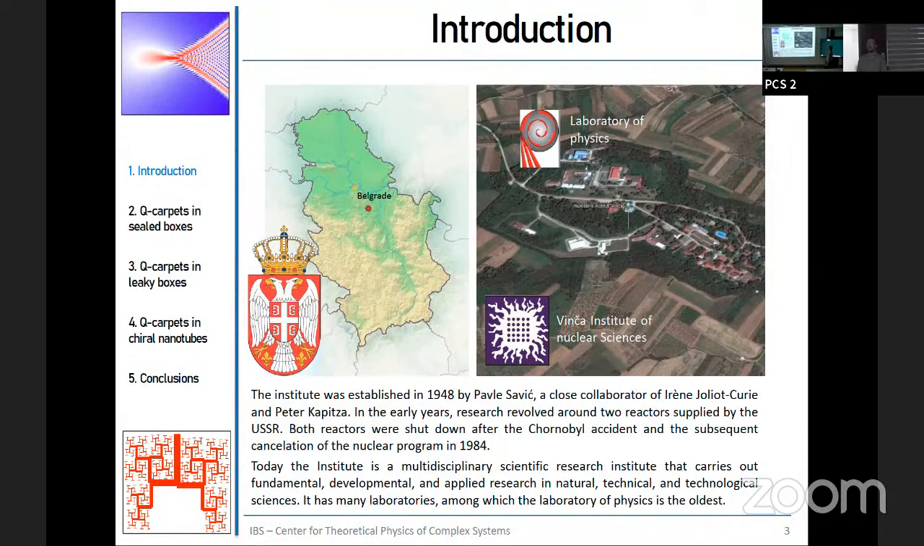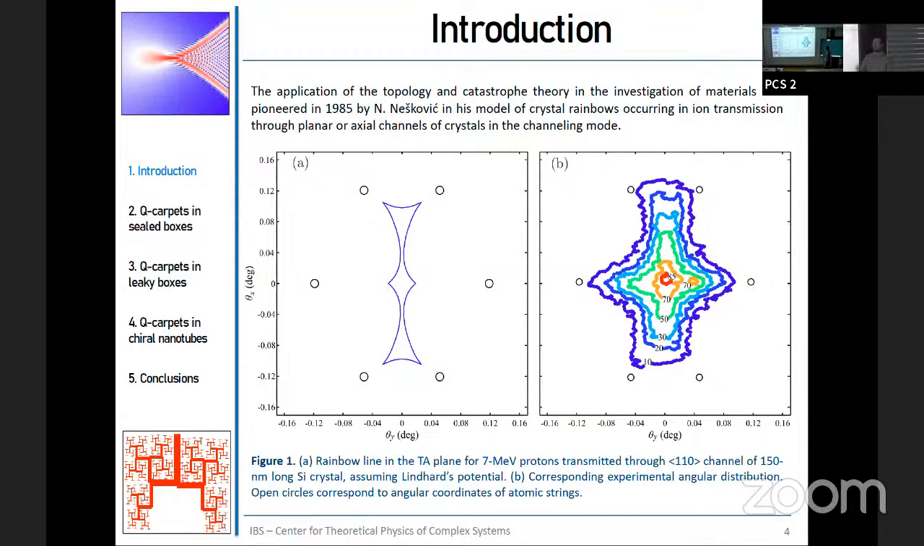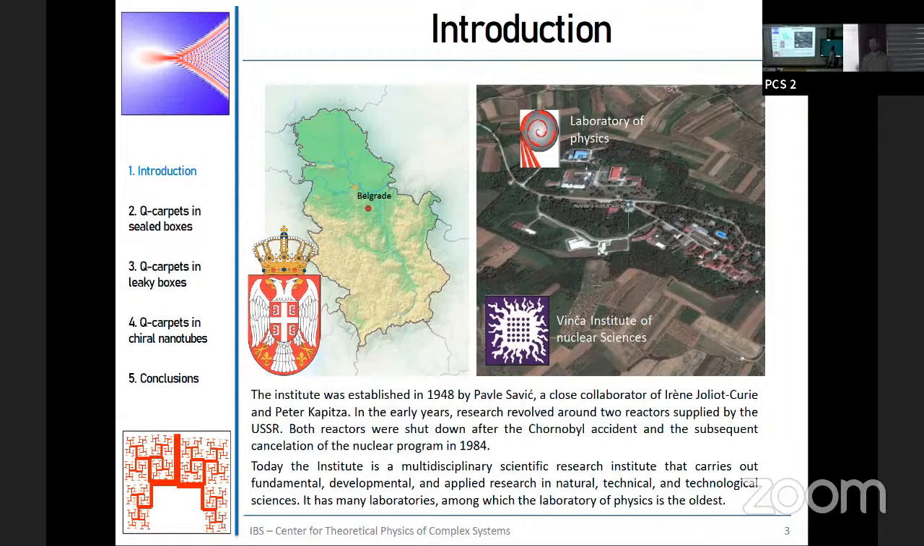It is interesting how it was established. In the late 40s, when pursuing the bomb, by Pavle Savić, who was a very close collaborator of Joliot-Curie, and after the war he was sent to the Soviet Union to specialize under the scientific guidance of Piotr Kapitsa. What is really interesting is that Otto Hahn cited the experimental paper of Curie and Savić and correctly interpreted it as radioactive decay. So very smart, top class people, and this is how the institute looks from the air, and the Laboratory of Physics is situated here.